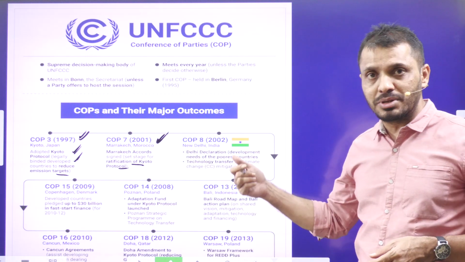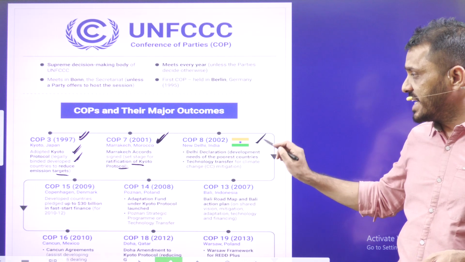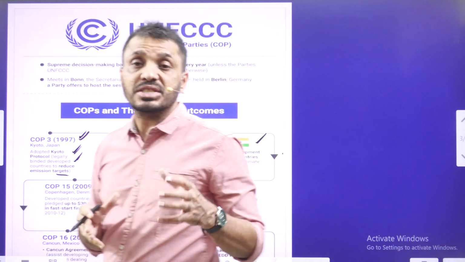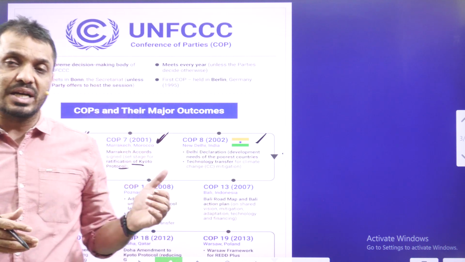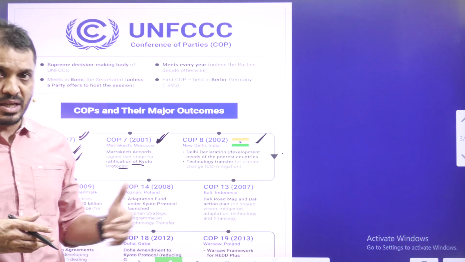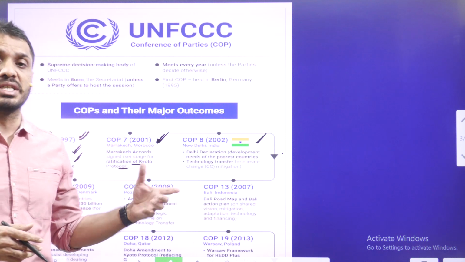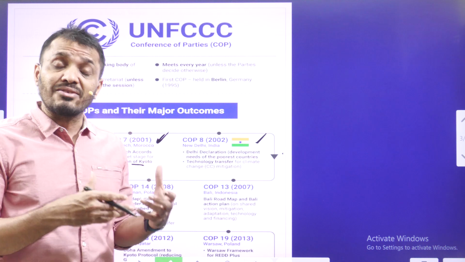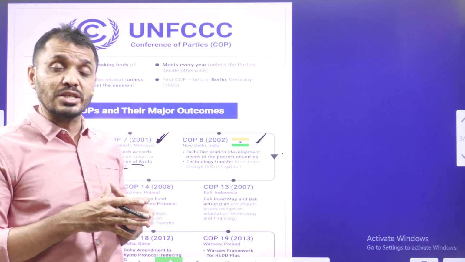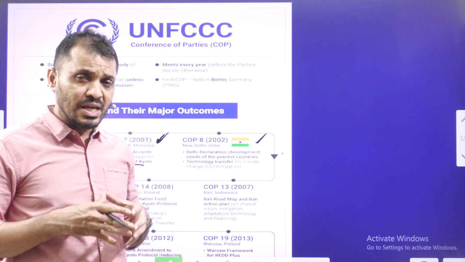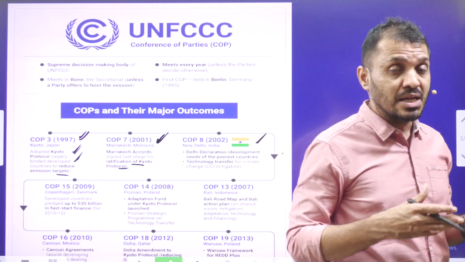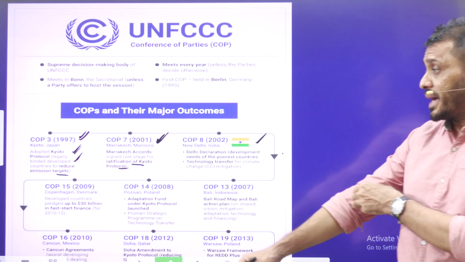Then COP8, New Delhi, 2002. Here, the Delhi Declaration. According to this Delhi Declaration, India emphasized the contribution from the developed countries towards the developing countries. Not just because the developed countries are contributing a lot of carbon emissions, but because developed countries have a lot of resources and technology. Because of that, there's a need for developed countries to contribute a lot to developing countries. That is what India emphasized in COP8.